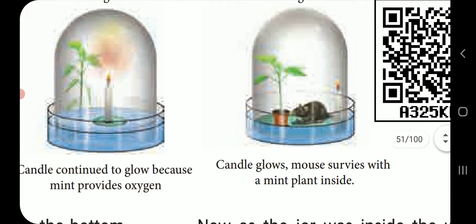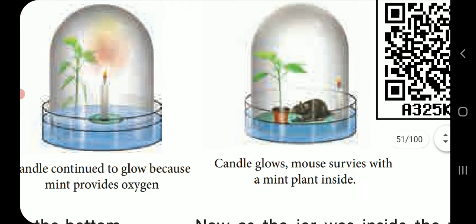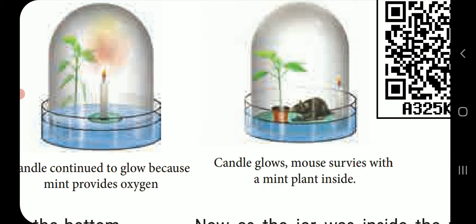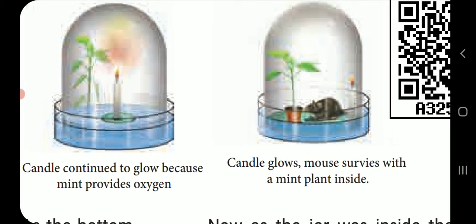This confirmed to him that the mint plant has taken in the carbon dioxide and given out oxygen. As the candle burned, the carbon dioxide produced was absorbed by the mint plant, and both the candle was able to glow as well as the mouse inside was able to breathe and survive.